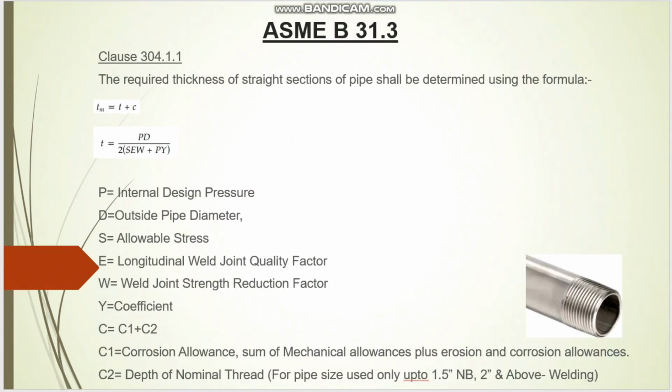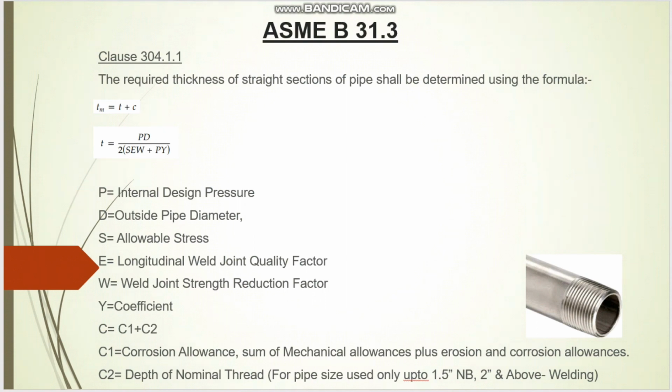So in this formula, first I need the pressure, the maximum internal design pressure. That one I already considered for this example system. And D is the outer dia. For the 4 inch pipe, the outer dia is 4.5 inch. That we already considered. The next one is S. S is the allowable stress. And let's see how to find this.